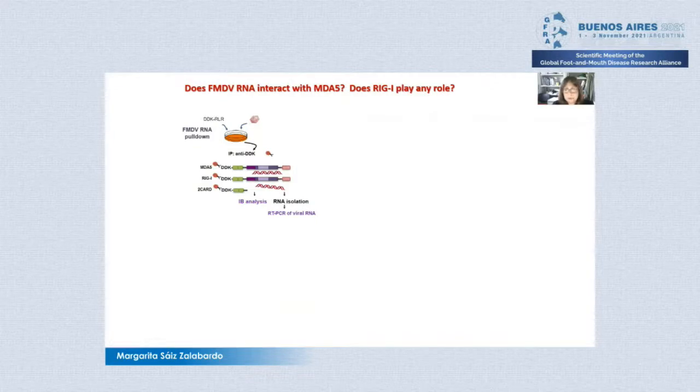So for that, we performed RNA pull-down experiments, which consist of transfection of flag-tagged versions of MDA5, RIG-I, or a negative control lacking all the helicase domains. And 24 hours later, we infected those cells with FMDV. And 5 hours after infection, we lysed the cells, analyzed the proteins by immunoblot, and also extracted the RNA associated to each of these IP fractions for RT-PCR analysis.